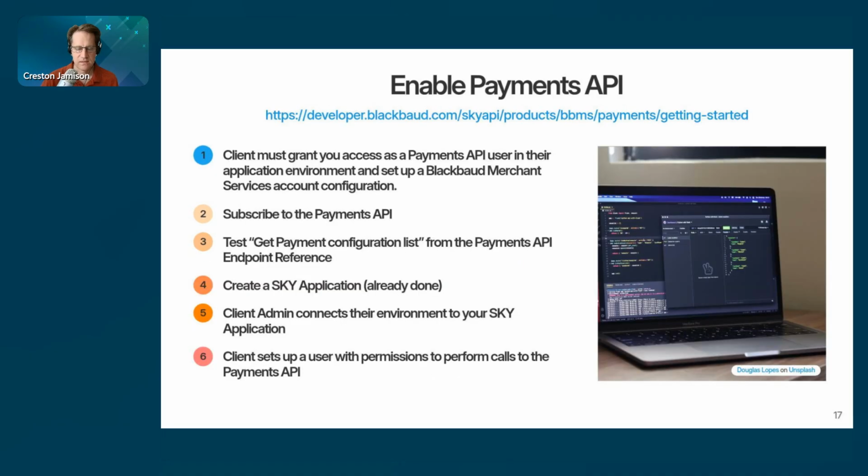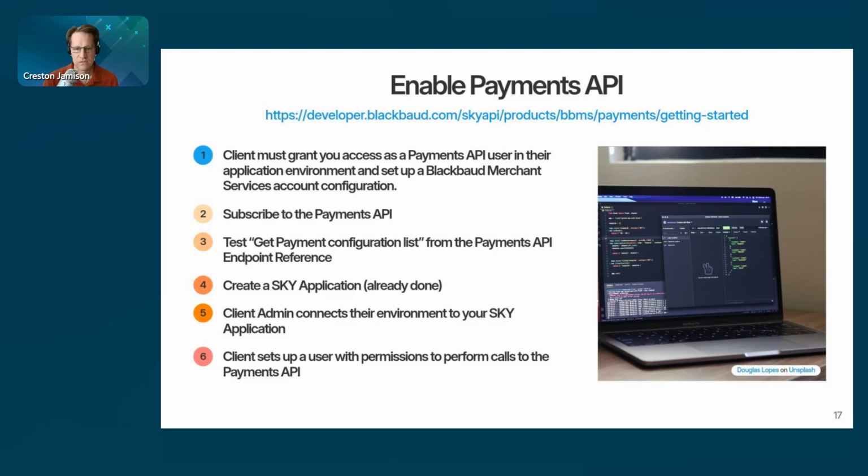So after Sky API is enabled, I would then enable the Payments API, because this is a separate API. It has its own keys. And again, use the link reference here to follow along with the abbreviations I'm mentioning. So number one, your client must grant you access as a Payments API user in their application environment.